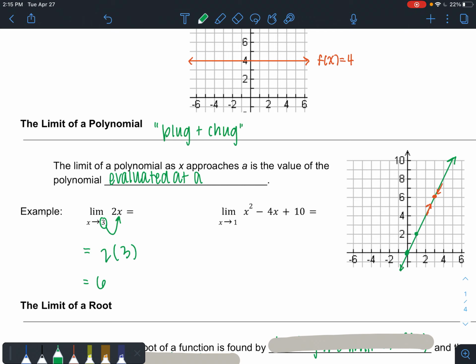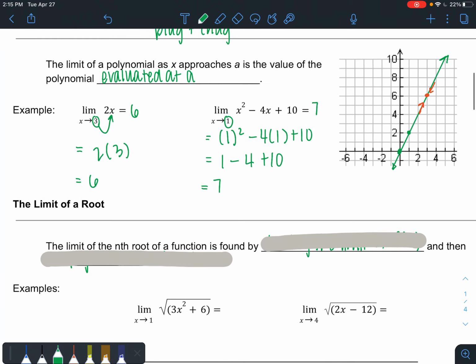Okay, this next one here, we'll plug 1 in. So this is equal to 1 squared minus 4 times 1 plus 10. So 1 minus 4 plus 10: 1 minus 4 is negative 3, plus 10 is 7. So this is equal to 7, and this to 6. Okay, it's really as easy as that.